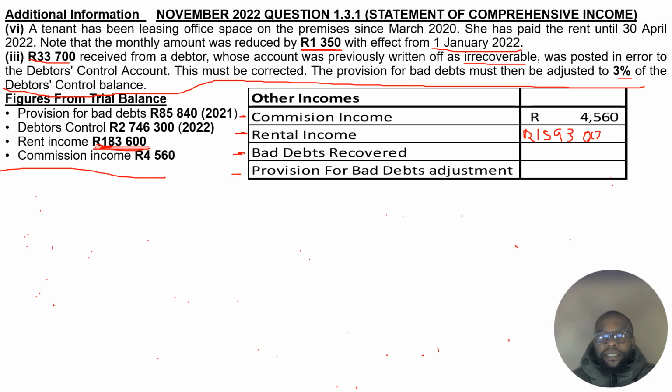And then the bookkeeper included this amount on the debtor's control account. He deducted it as something that is paid. But he should not have done that, because that did not form part of debtor's control, because it was already deducted. Once it is deducted again, there's a problem with our debtor's control. So that amount that is recovered is a bad debt recovered. So we take that amount straight to our bad debt recovered: 33,700.